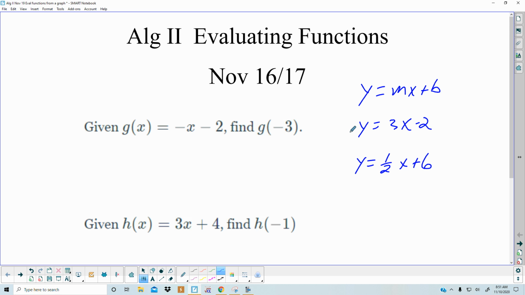And that notation, if I do it for, say, the first one, it could be f of x is equal to 3x minus 2. That's not very clear. Let me try erasing that and writing it again. 3x minus 2. Let's say this one is g of x is equal to a half an x plus 6.